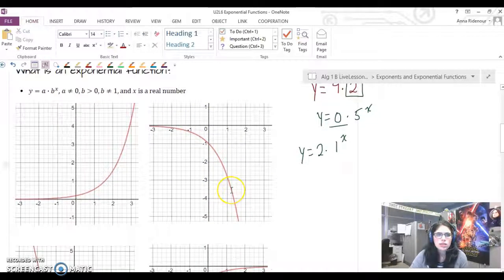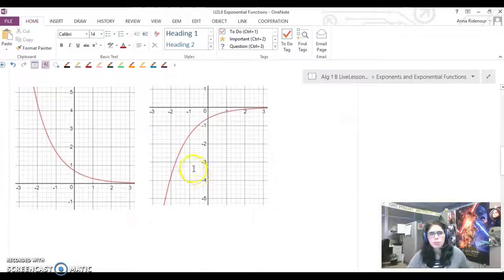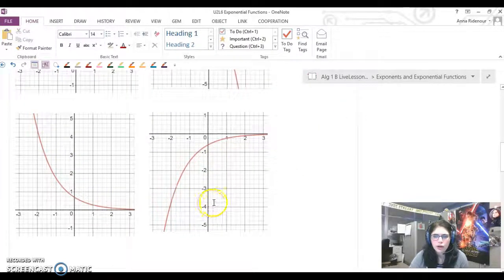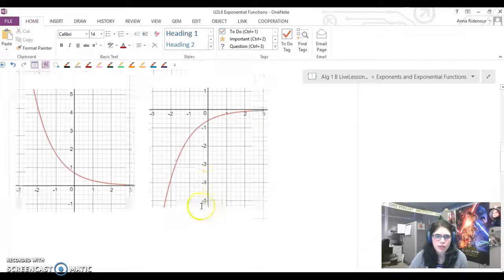So these are examples of what exponential functions look like. So there's 4 different examples here, and we're going to get into a little bit more of how you get each of these different shapes. But here's some examples. It's always going to be a curve, but there's different kinds of curves that it could look like.